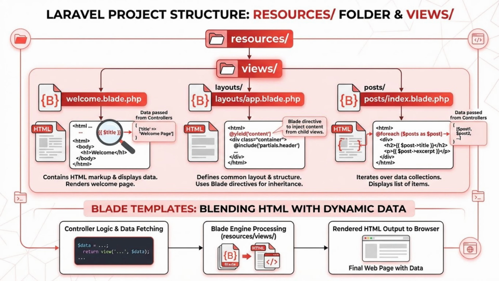For example, a posts/index.blade.php file might loop through a collection of posts using an @foreach directive. Each post's title, excerpt, or other information can be displayed inside the HTML. This turns your views into powerful templates that automatically adjust to the data they receive.